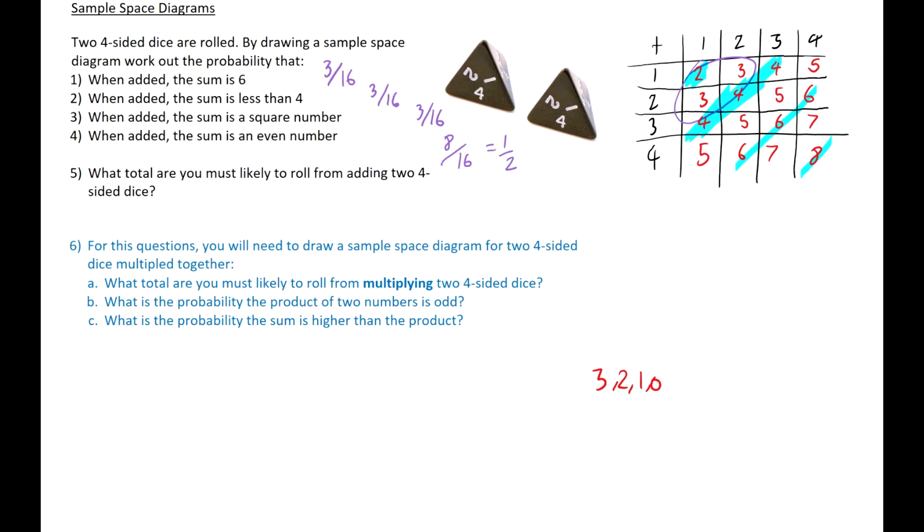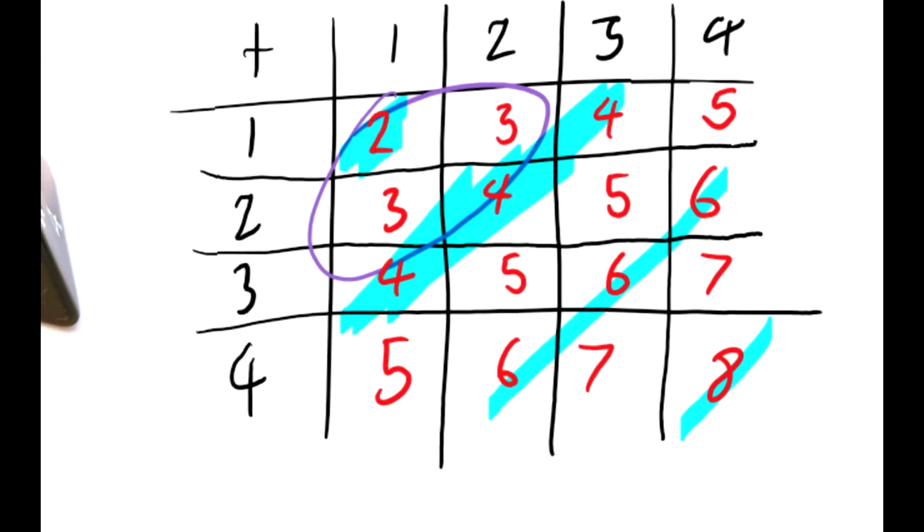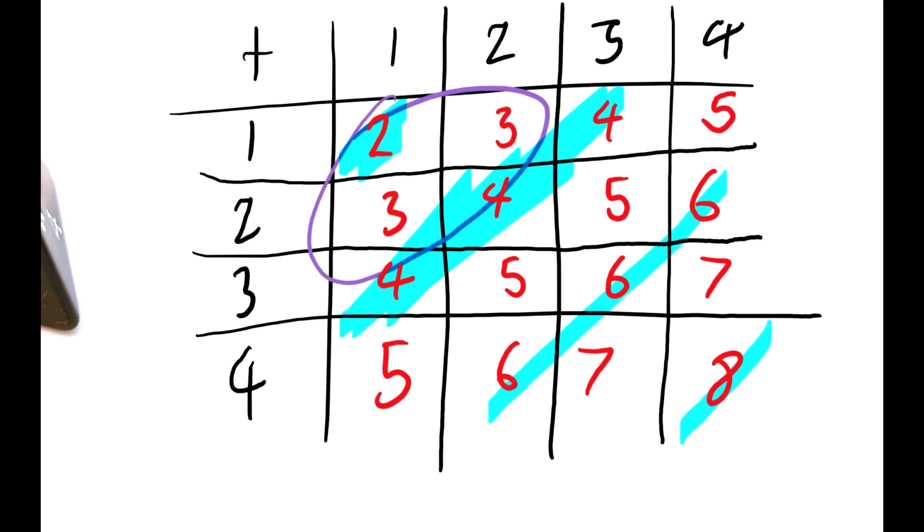Question 5, what total are you most likely to roll from adding 2 4-sided dice? So I want to zoom in on my sample space diagram and see which number comes up the most. In this case, the most popular number is a 5, so I'm most likely to get a 5.